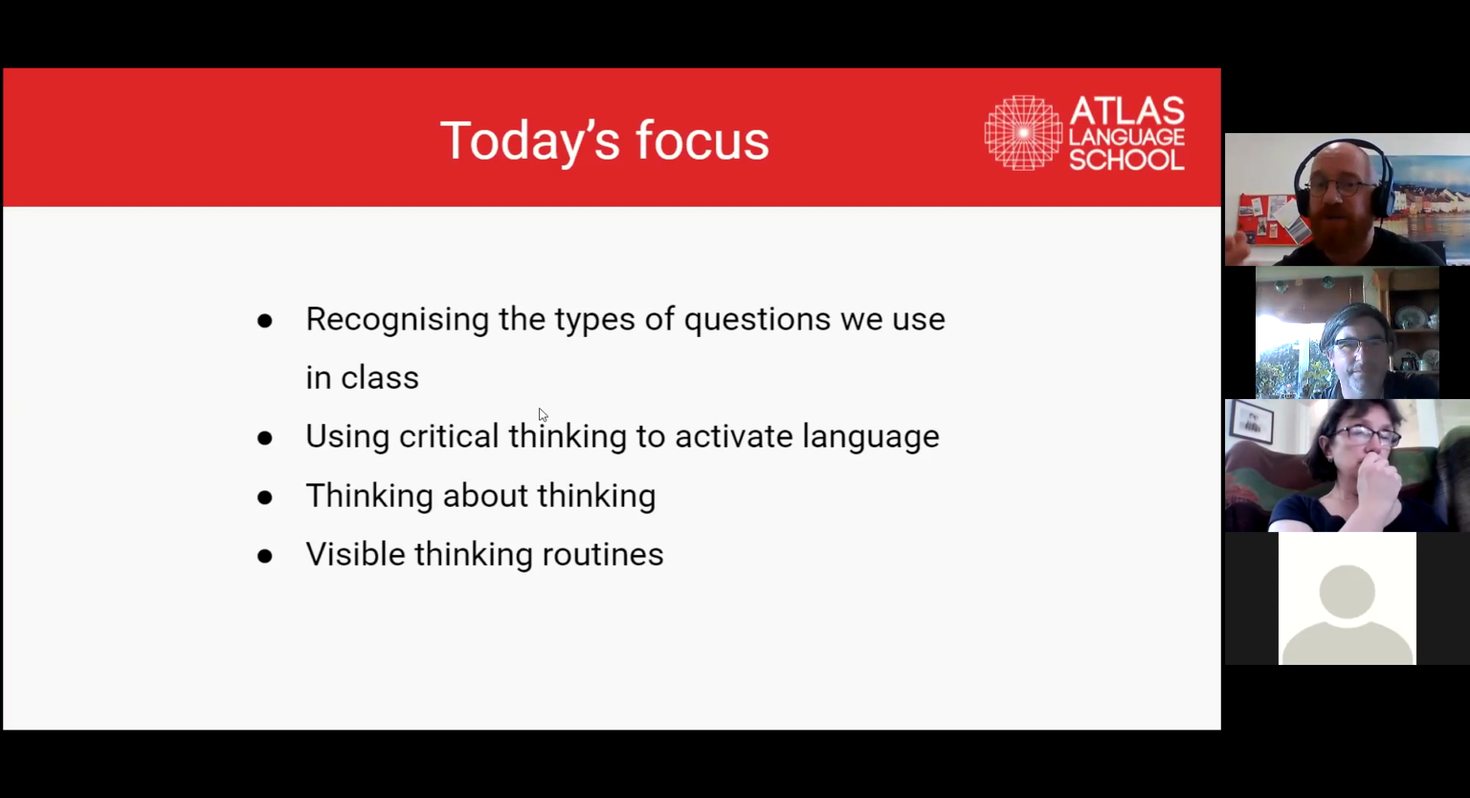Next, I'll look at how we can use critical thinking to not just promote critical thinking, which is valuable in all aspects of life, but also to activate language, as we are in the ELT sector. Hopefully we'll get round to it. I'll introduce you to thinking about thinking and how that's quite important when promoting critical thinking. And finally, if I have time, I'll look a little bit at visible thinking routines. These are useful routines that could be incorporated into any class in any kind of pedagogical background, and they can really form classes and be really useful and engaging as well.